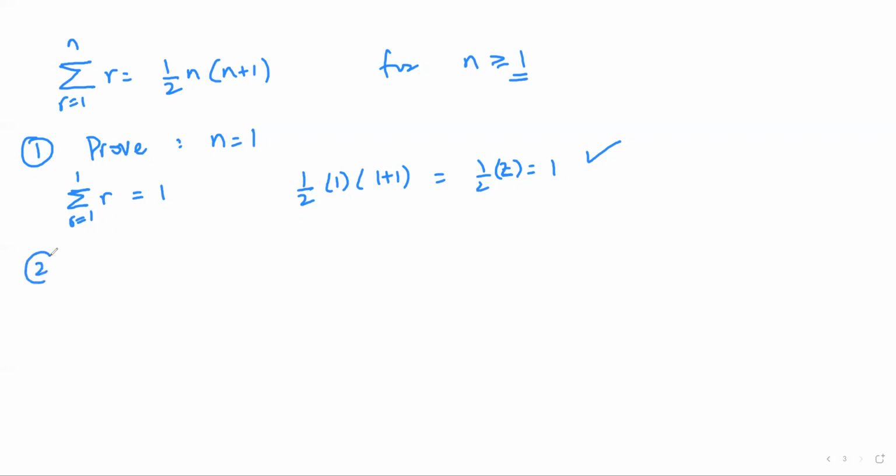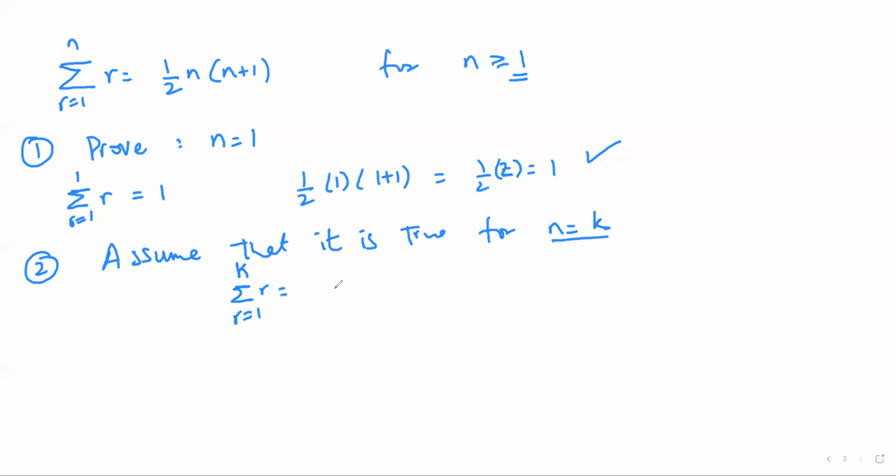Now, in the next step, step 2, you will assume that the statement is true for n equal to k. So this would become summation from 1 to k, sorry, because I have kept n equal to k, of r, and this becomes half into k into k plus 1. So this is our assumption over here, okay?